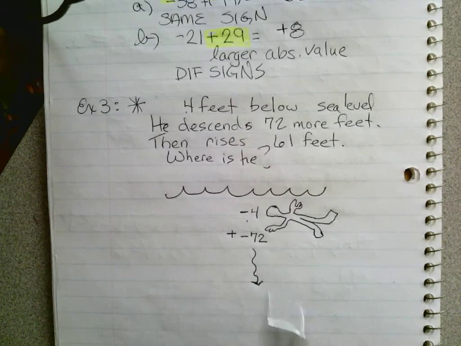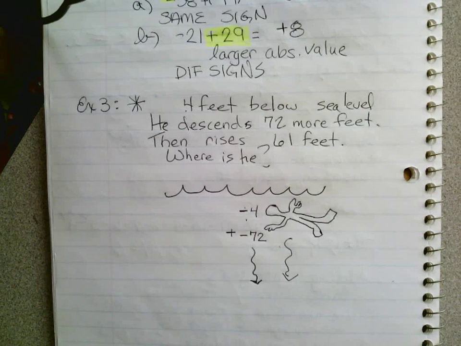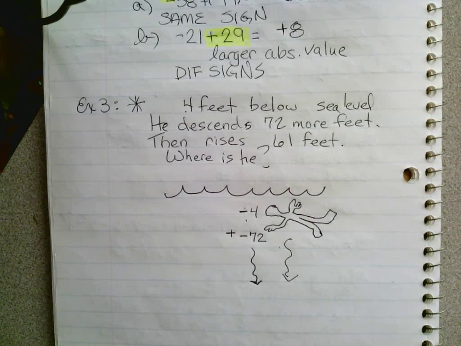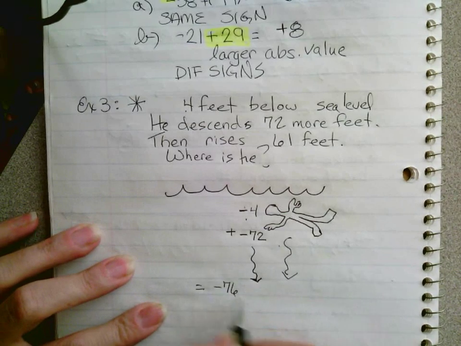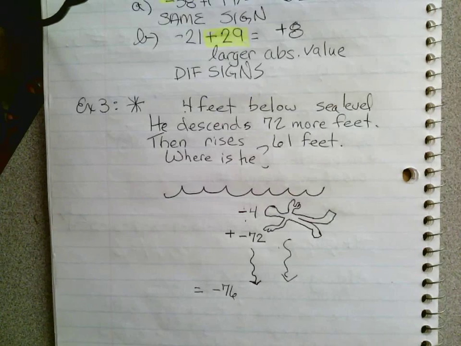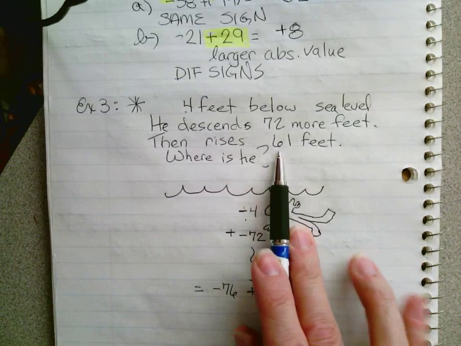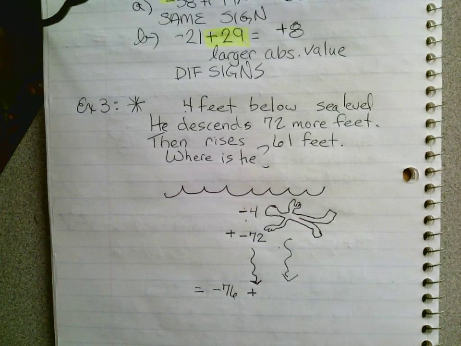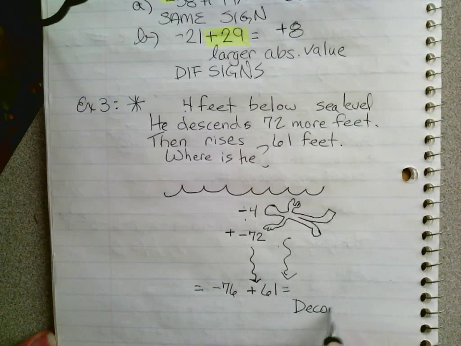So let me ask you this. After he swims down, he was at -4, he went down -72 more. What is he at this moment? All right, so he is currently at -76. Would you agree? Okay, so there he sits and realizes that it's about time for him to move up a little bit. He's at -76, and he is going to ascend or rise 61 feet. To ascend is positive. So we're going to add 61 to this scenario, and this is where he decompresses.